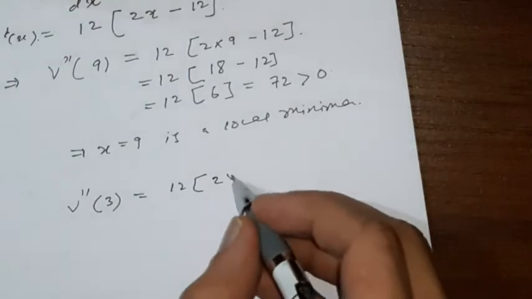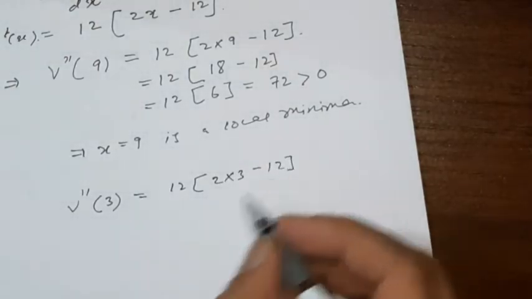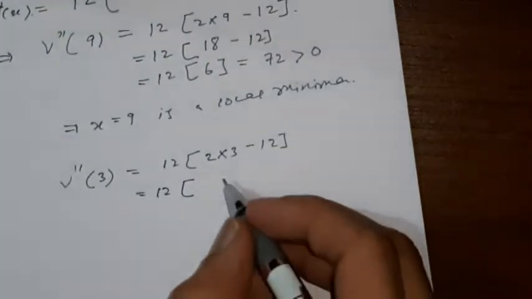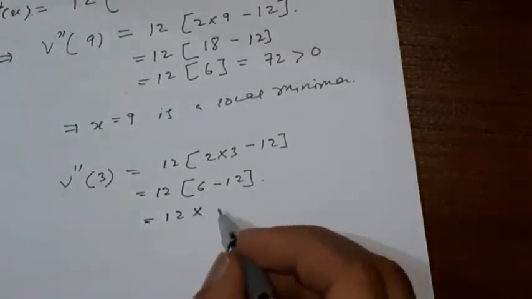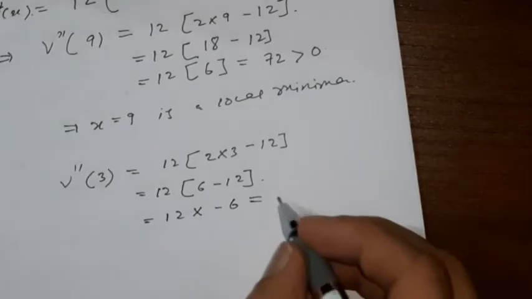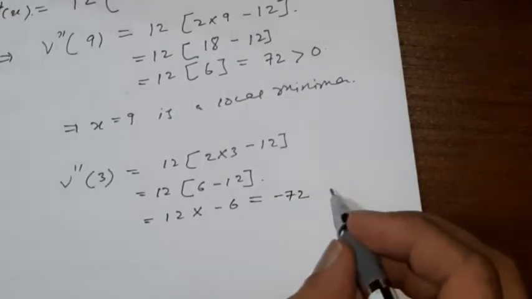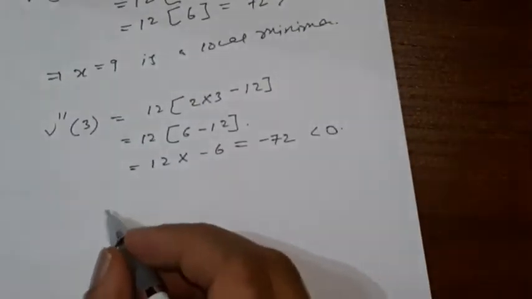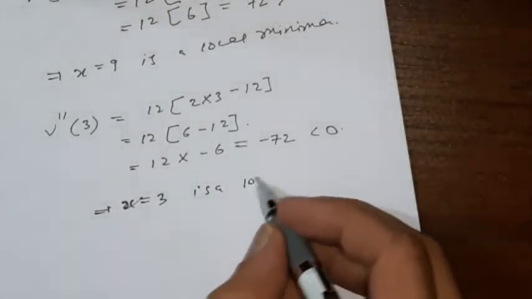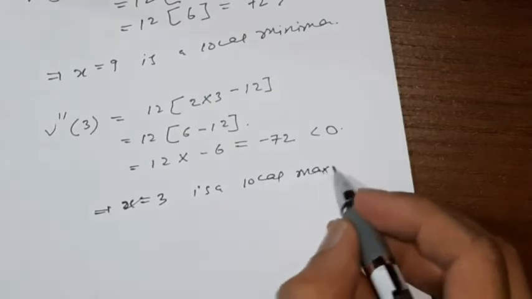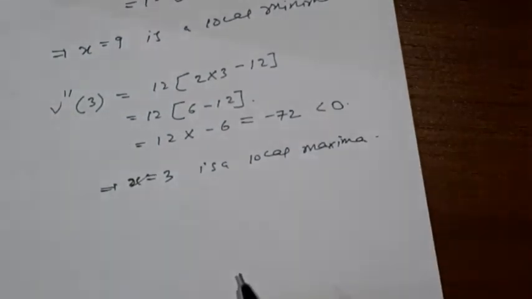12 multiplied by 2 times 3 minus 12. Okay, 12 multiplied by 6 minus 12. So 12 multiplied by minus 6, so that is minus 72, which is less than 0. So x is equal to 3 is a local maxima, right?